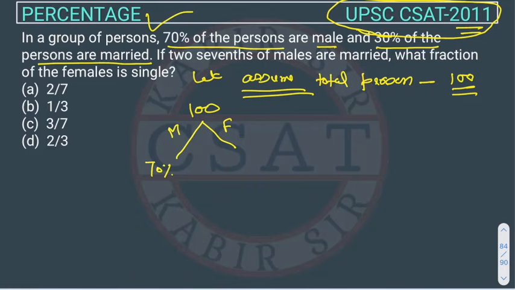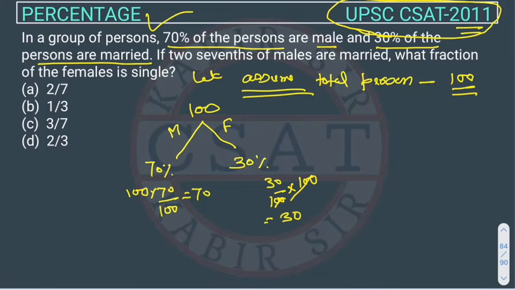If 70% are male, then the remaining will be female. So the remaining is 30%. So the 30% are female. It is in percentage. So the figure will be 70% of 100. So it will come out 70, and it will be 30% of 100. So it will come out 30. Right. So there are 70 male and 30 female.